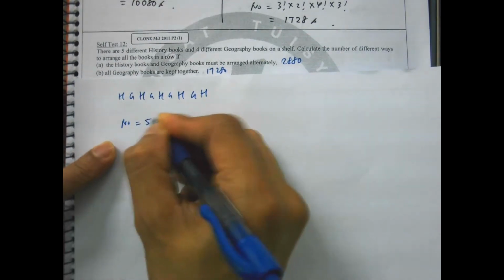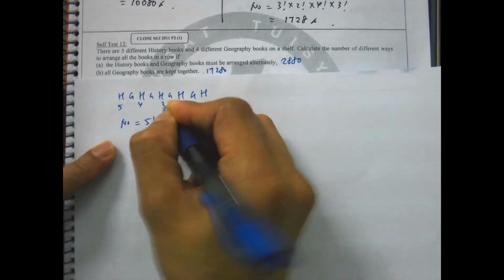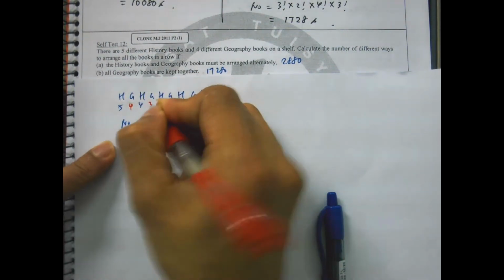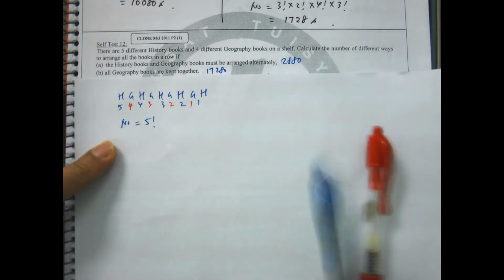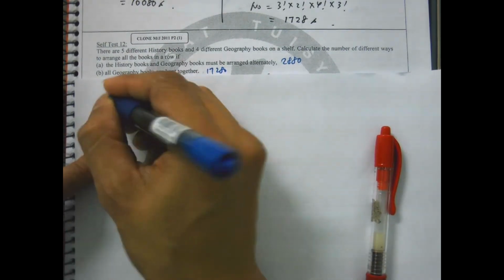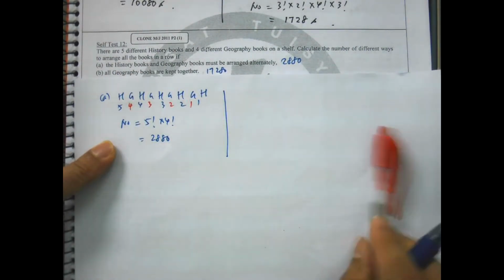So 5 factorial ways, of 5, 4, 3, 2, 1, of arranging the history books. How about the geography books? Geography is what? 4, 3, 2, 1. So you times 4 factorial. Answer will be 2880. Simple, right? Yeah? Okay, B.